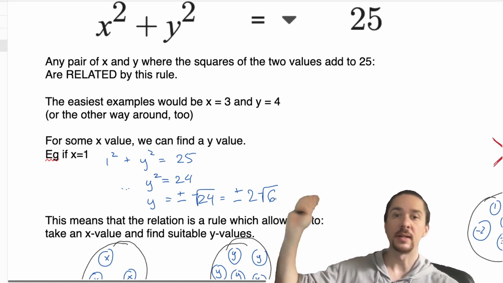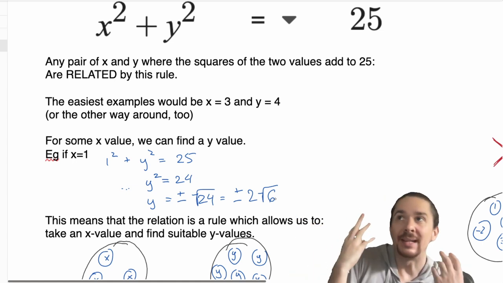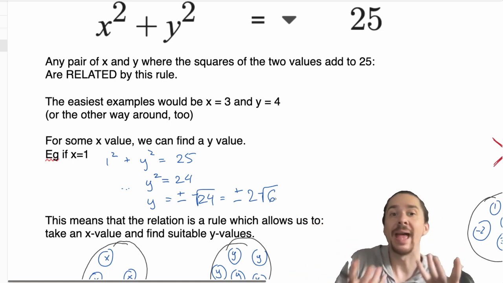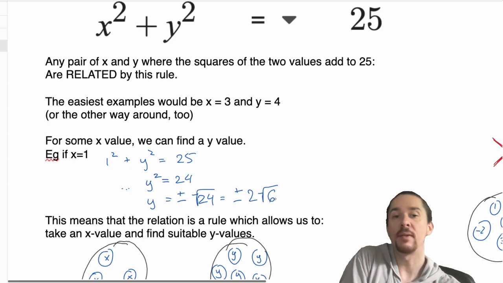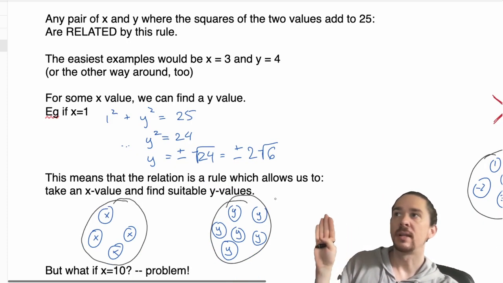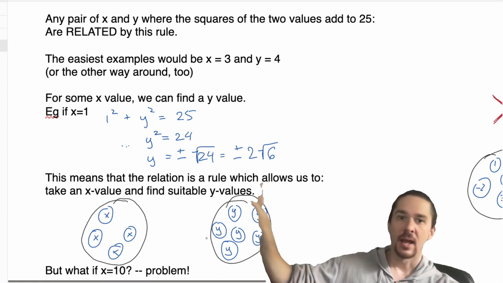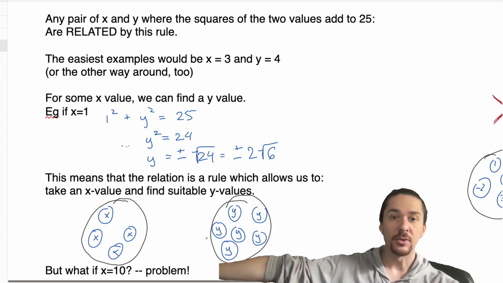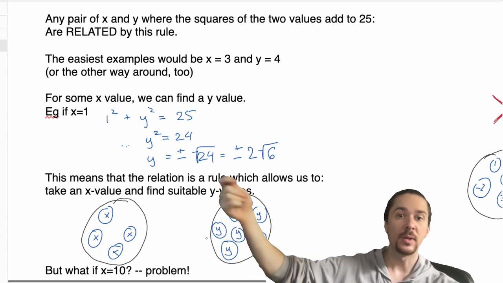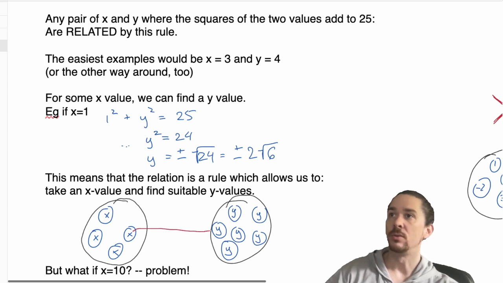We could also have x equals 1 and y being -2 root 6. So for a given x value, we can find what is the y value that will make it work. So our relation is a rule that allows us to take an x value. So this is a set of x values. And from our set of x values, we can pick one, and then we can figure out which y value that x value corresponds to.